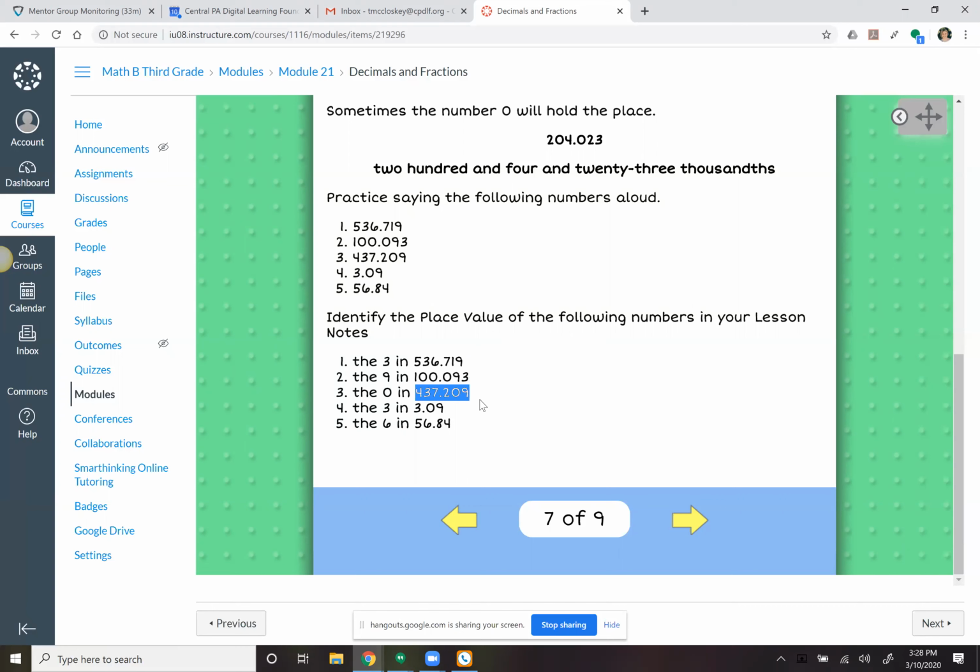All right. 437 and 209 thousandths. Where is the zero? In the hundreds. Good. 3 and 9 hundredths. Where is the 3?